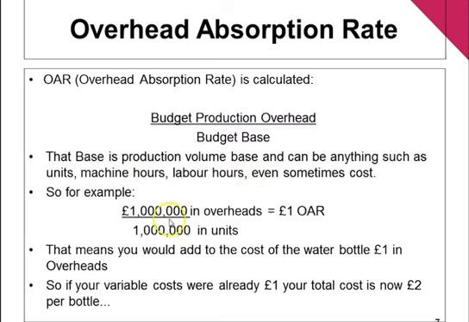So for example, we have £1 million in overheads and 1 million units budgeted to be produced, and so our overhead absorption rate is very straightforward. It's £1 per unit. So if that water bottle costs £1 to make in terms of your variable costs, then you add the £1 overhead rate that you've created, and therefore your total cost is now £2 per bottle.